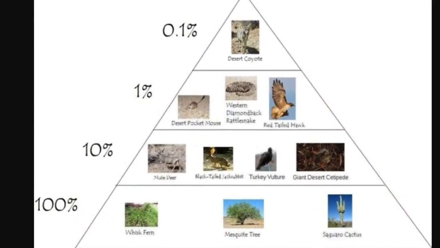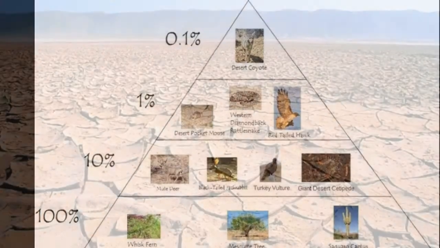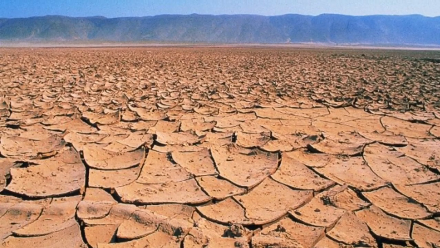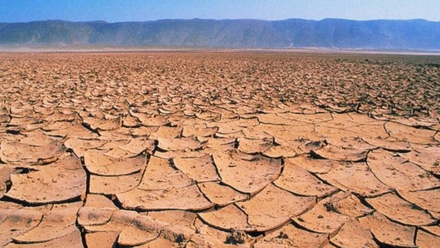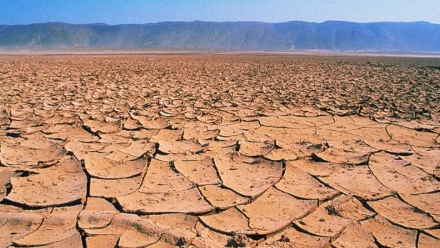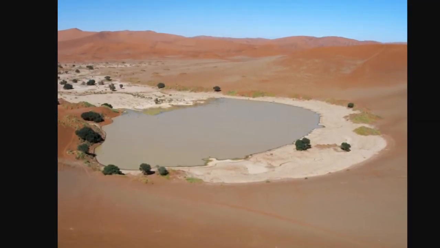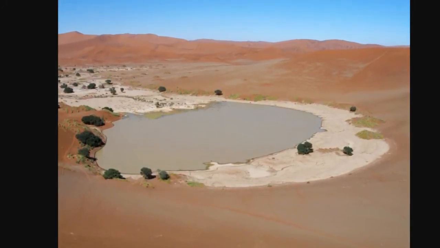This is an example of an energy pyramid in a desert biome. Human activity such as firewood gathering and the grazing of animals converts semi-arid regions into deserts. This is known as desertification.